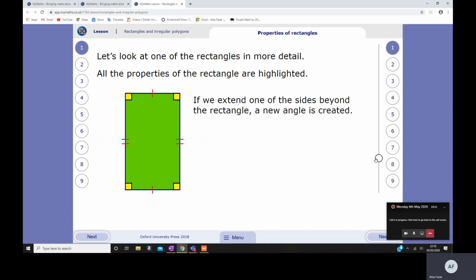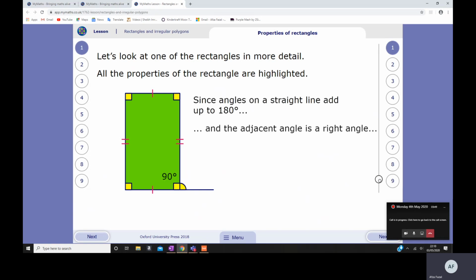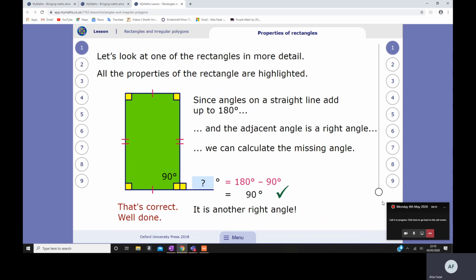If we extended one of the sides beyond the rectangle, a new angle is created. So if I draw a straight line here, that means this angle has gone bigger. So we've made it bigger. Can you see? Drawing the straight line, there's my angle. Now I've added another angle to it. So it's 90, and this side, we need to work out the missing angle. On a straight line, your angles add up to 180 degrees. So this bit here and this bit, that 90 and that bit there should be 180. So 180 take away 90 is 90. Mark it, and there we go.